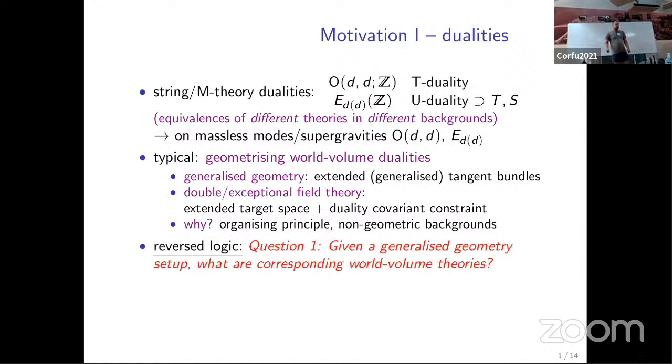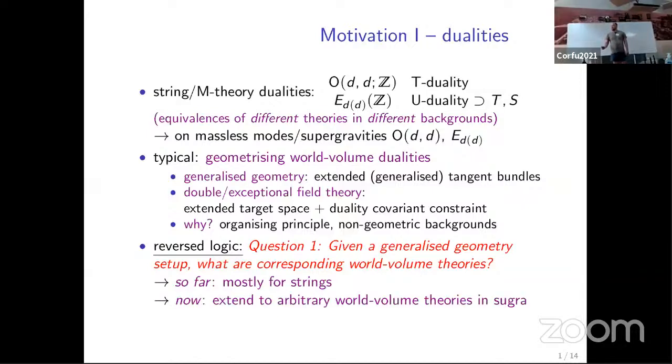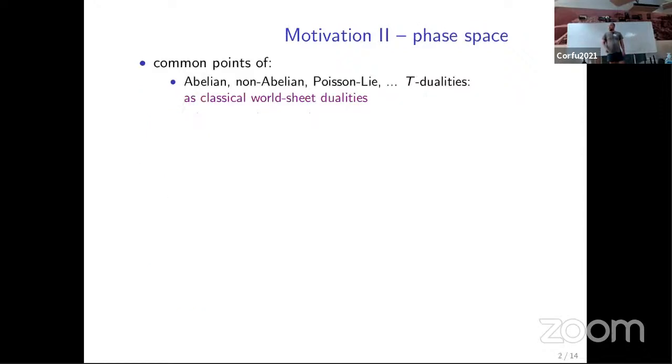Given such a setup, what are typical canonical world-volume theories which can be defined with data from the generalized geometry? So far, this has been done mostly for strings, and I would like to extend this to arbitrary world-volume theories in supergravity. So the question is, why would I like to do that? Because in the case of string theory, this has been very useful.